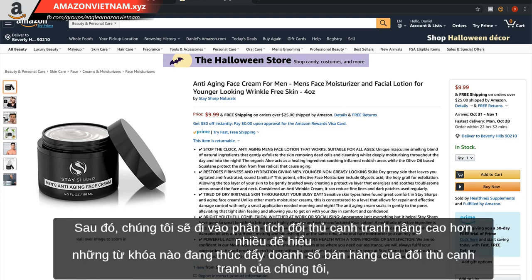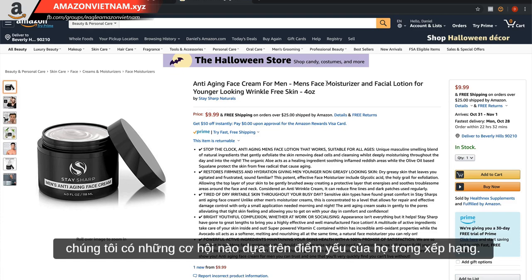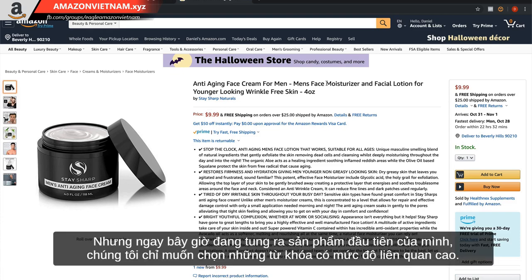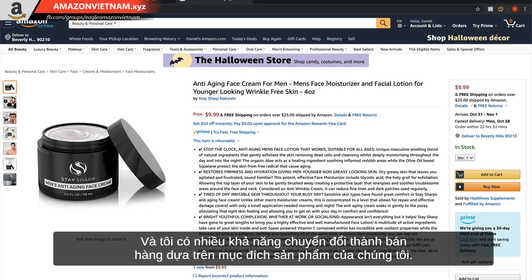We will later in the training go into a much more advanced competitor analysis to understand what keywords are driving our competitors' sales, what opportunities we have based on their weaknesses in ranking. But for right now, launching our first product, we simply want to pick keywords that are hyper relevant and are most likely to convert into a sale based on the intent of our product.